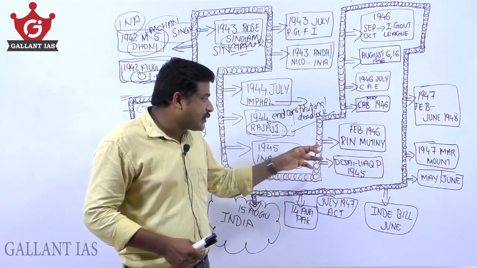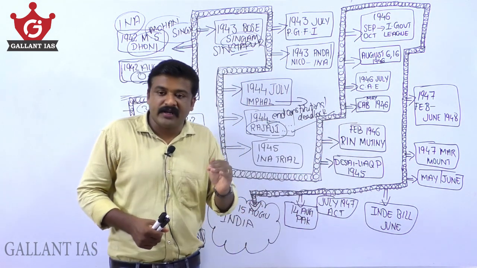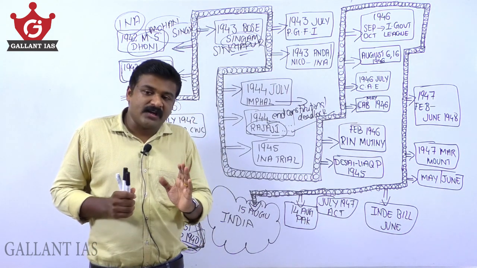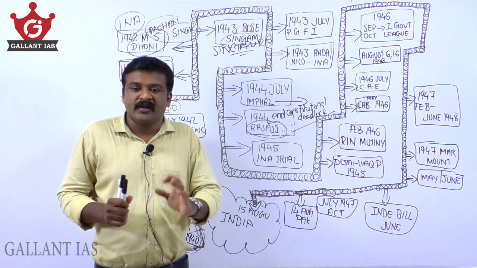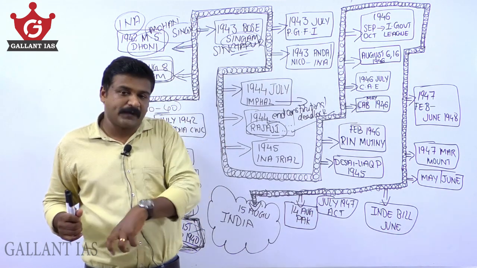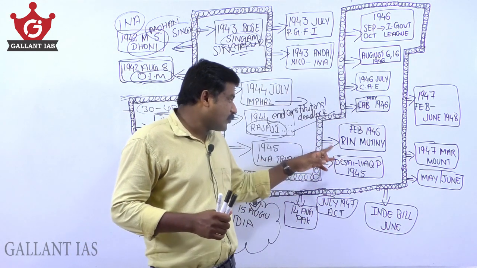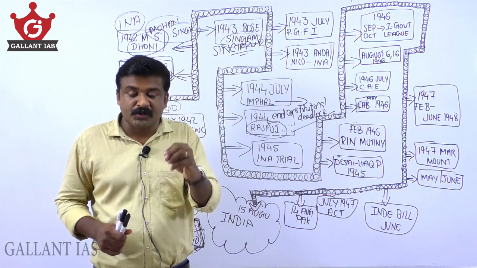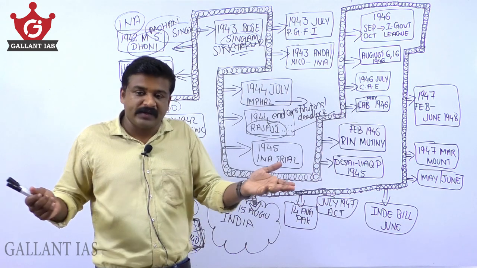February 1946, there is the Royal Indian Navy Mutiny. Royal Indian Navy naval ratings agitated against the British government because of the discrimination and oppression they faced. That was the final nail in the coffin of British colonial rule in India, according to many historians.